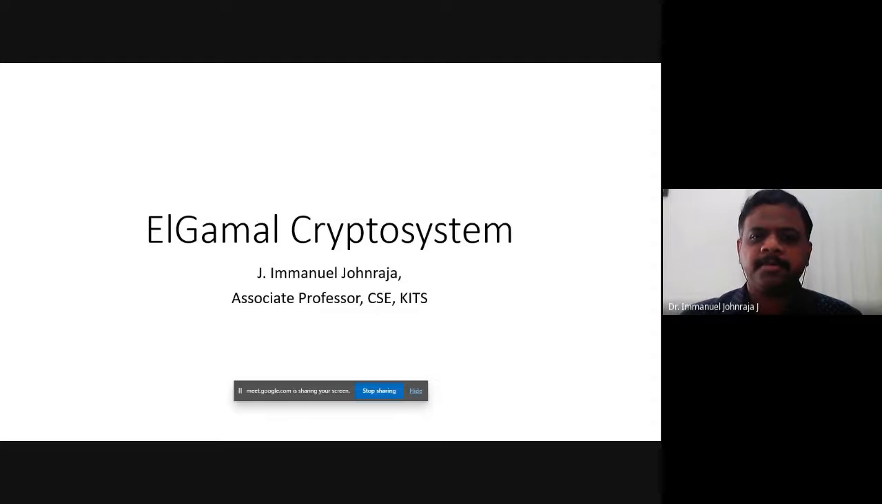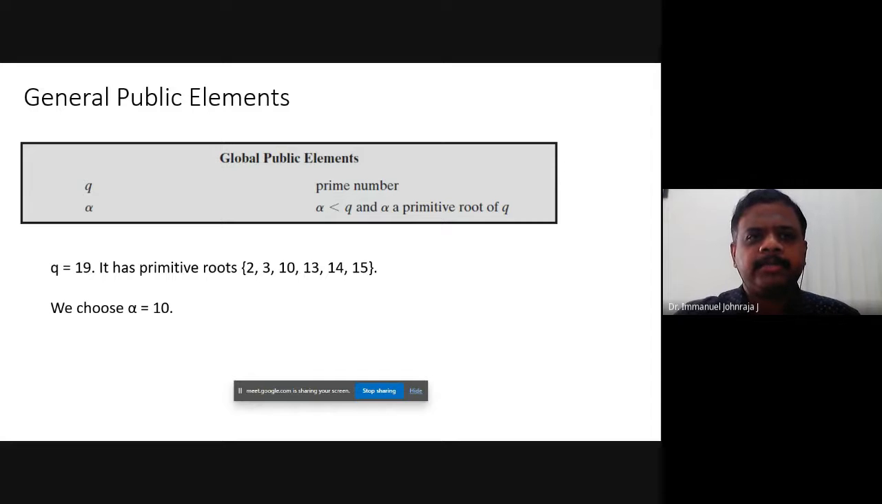The ElGamal crypto system is yet another algorithm that uses a public key crypto system, right? So it is something very similar to your Diffie-Hellman key exchange algorithm. We also have the concept of primitive root, and we also have the concept of multiplicative inverse. So the majority of the components you will see here are very similar to our Diffie-Hellman key exchange algorithm.